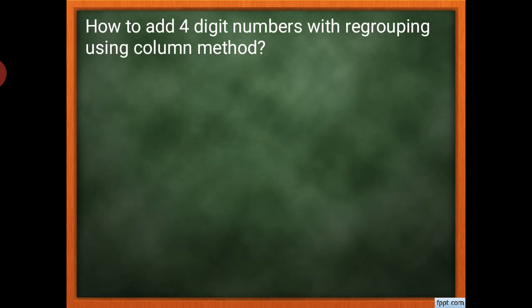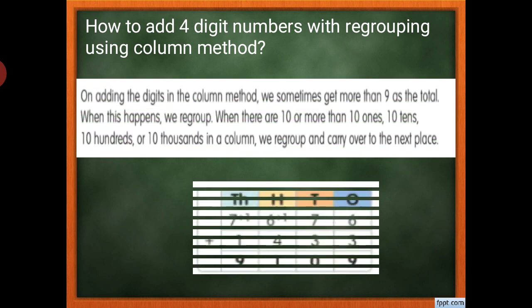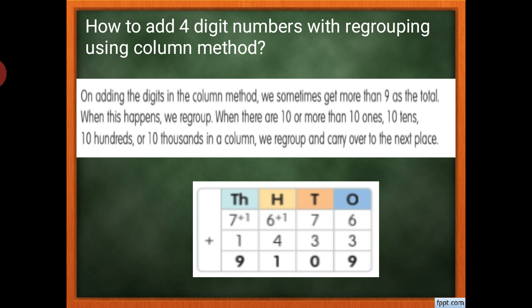So next is how we can add 4-digit numbers with regrouping using the column method. The earlier example that we have done was without regrouping, meaning there was no carryover. But here it is with regrouping, meaning for questions with regrouping we have to do carryover. Let's see how we can do. So this is an example here.